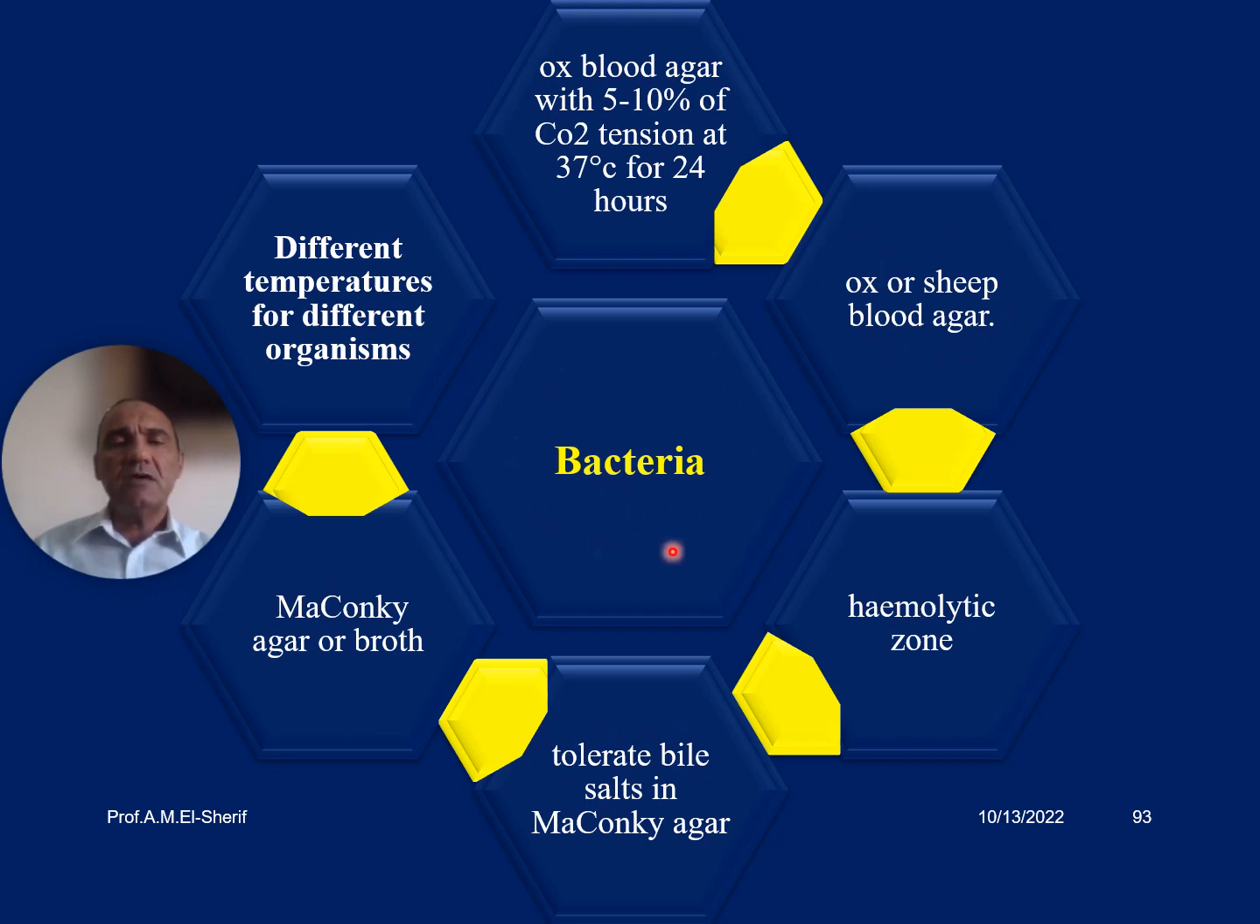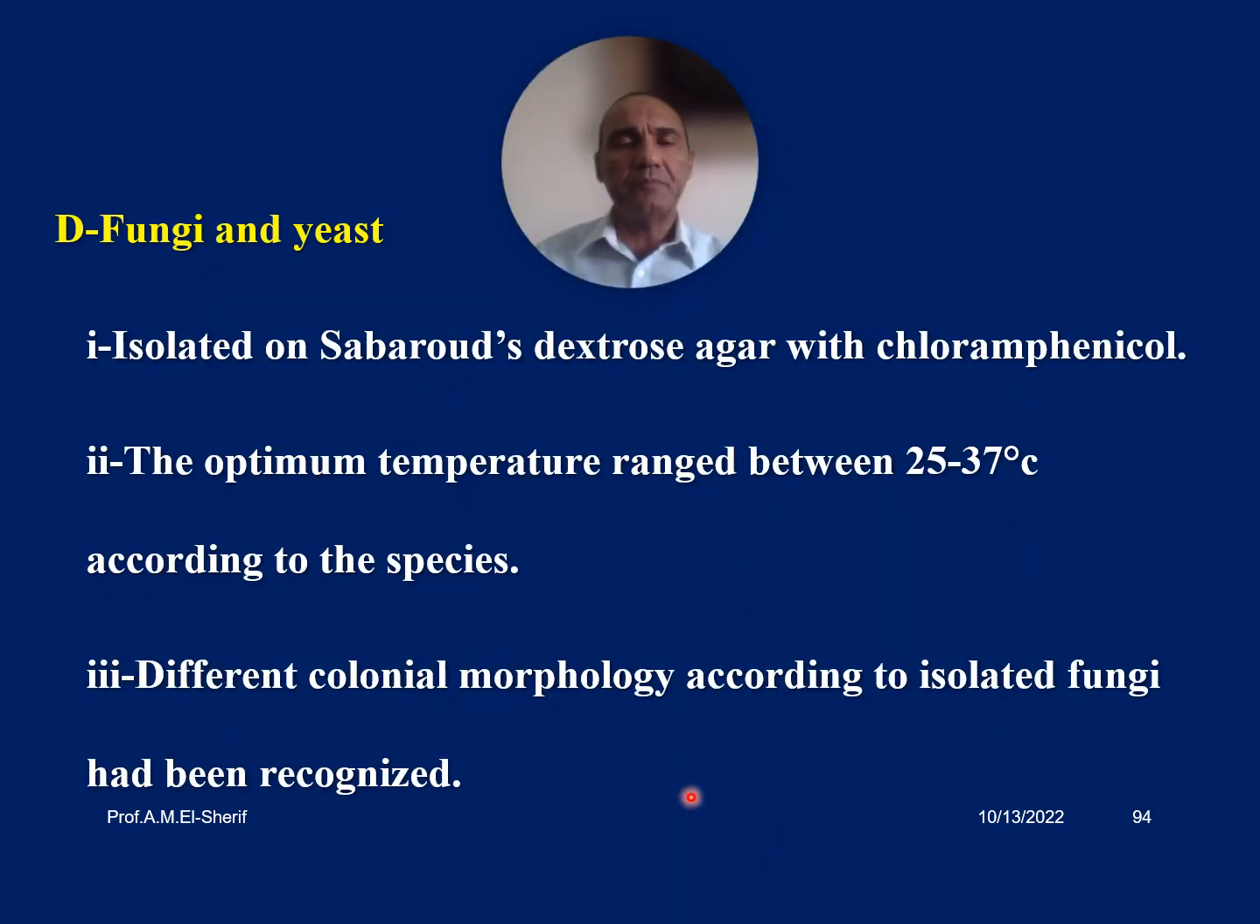In case of different species of pathogenic bacteria, we can use ox blood agar with 5 to 10% carbon dioxide tension at 37 centigrade for 24 hours, or ox or sheep blood agar for gram-negative bacteria, giving different hemolytic zones, alpha or beta. Some types of bacteria tolerate bile salts on the MacConkey agar or broth used for cultivation of gram-negative bacteria. Fungi and yeasts are isolated on Sabouraud dextrose agar with chloramphenicol. The optimum temperature ranges between 25 up to 37 centigrade according to their species. Different colonial morphology according to isolated fungi has been recognized.